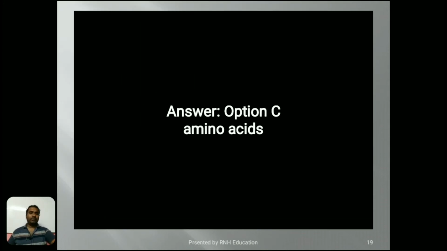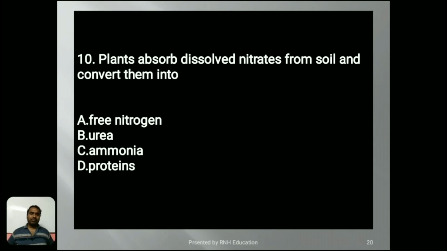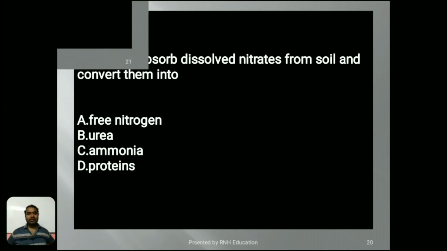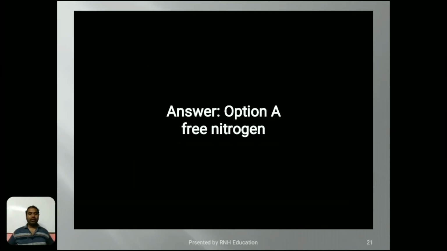Okay, and the next question, that is question number 10. Plants absorb dissolved nitrates from soil and convert them into. Options are A. Free nitrogen, B. Urea, C. Ammonia, and D. Protein. Actually, plants absorb the dissolved nitrates from the soil and they make it free nitrogen. Okay, the answer should be A, free nitrogen. Let's see the answer. The answer is option A, that is free nitrogen.